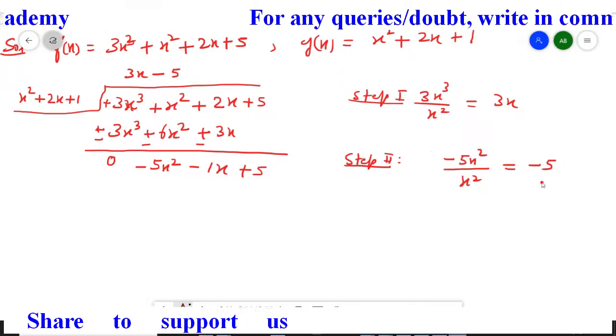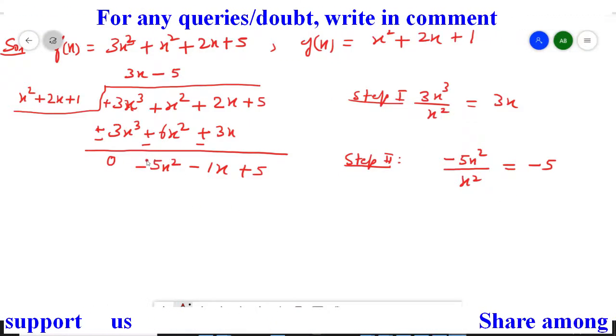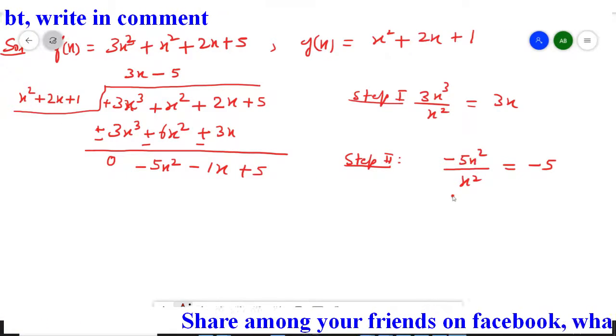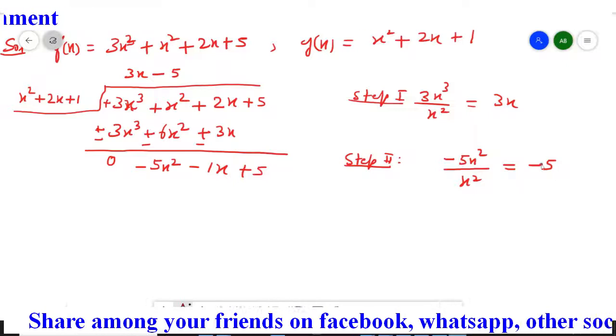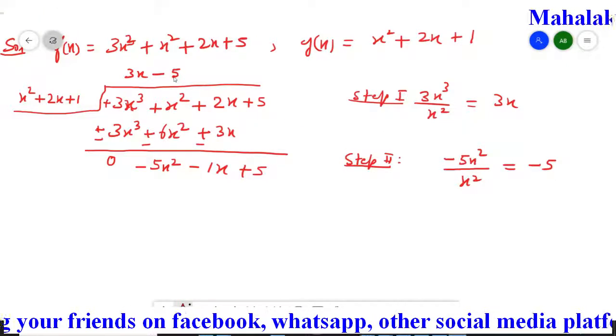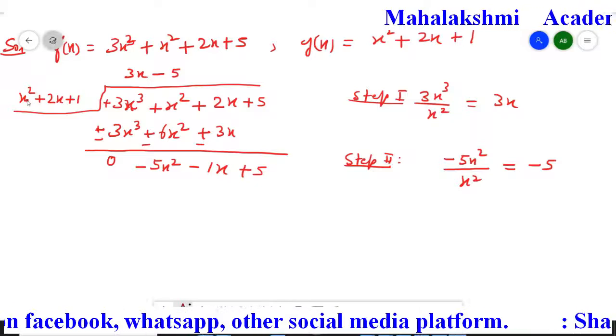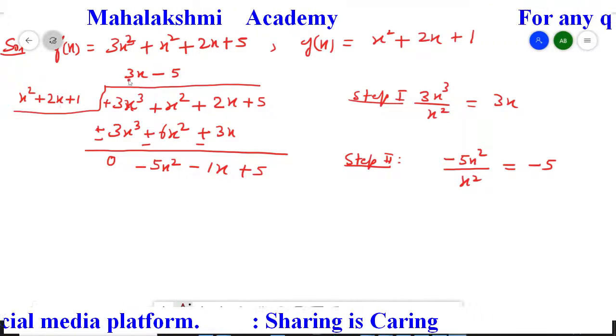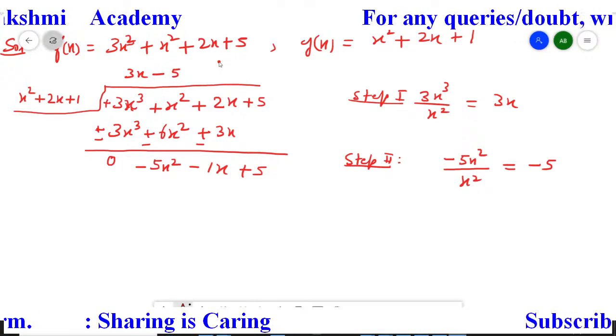Now, I hope it's clear to you. The first term is minus 5x square and here the first term is x square. So we divided. So x square cut by x square, what is remained here? Minus 5. So this minus 5 I wrote here. Now this minus 5 you have to multiply by all 3. So minus 5 multiplied by x square is going to be minus 5x square.